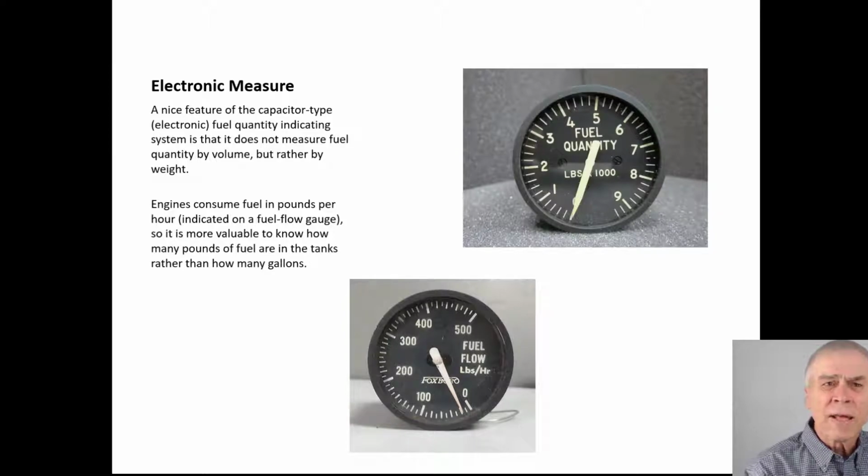A nice feature of the capacitor type, or the electronic fuel quantity indicating system, is that it does not measure fuel quantity by volume, but rather by weight. And you can see that right in the indicators. It's in pounds, per 1,000 pounds. This one here is fuel flow, pounds per hour. So we've got fuel quantity and fuel flow, and they measure by pounds and not by gallons.